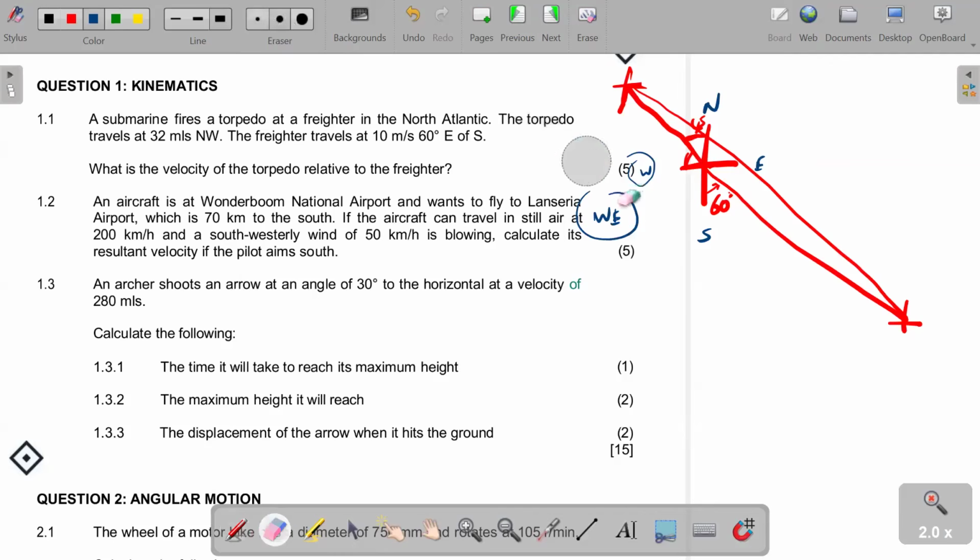Okay. So here is our triangular diagram. Now, with this diagram that we have, the torpedo was going in this direction. What was the velocity of the torpedo? That was 32 meters per second. And then the freighter, what was the velocity of the freighter? That was 10 meters per second. So this is what we have.